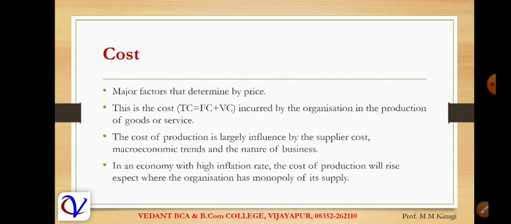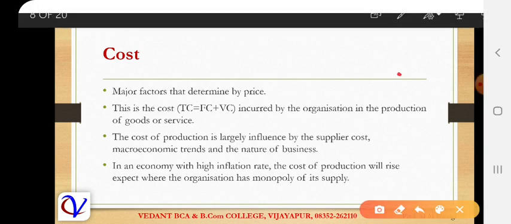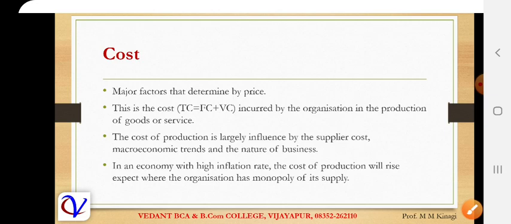That is the cost. As I said, we need to understand the major factor that determines where the price is. This is the cost. It includes the total cost, fixed cost, and variable cost. So total cost is equal to fixed cost plus variable cost incurred by the organization in the production of goods and services. The cost of production is largely influenced by the supplier cost.